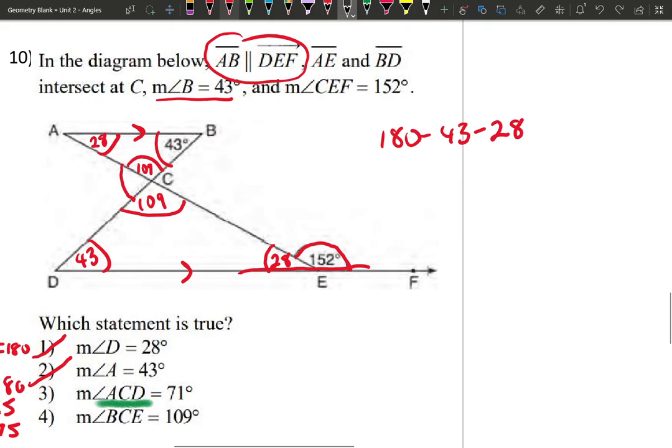Well, these two angles are on a straight line, so they must add up to 180. These two must add up to 180. And let's do 180 minus 109, and you do get 71 degrees.